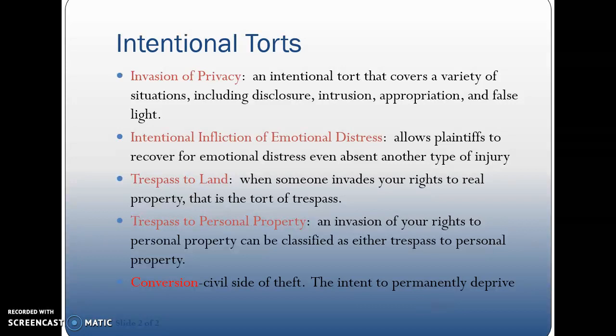Can you publicize statements that are true but highly sensitive, okay, or embarrassing facts? So if the statement is false, we're in defamation. If the statement is true, we may be under invasion of privacy. Invasion of privacy includes disclosure, intrusion, appropriation, and false light. Disclosure is publicizing embarrassing or private facts.